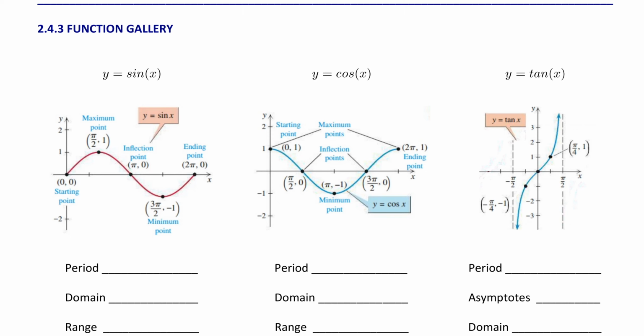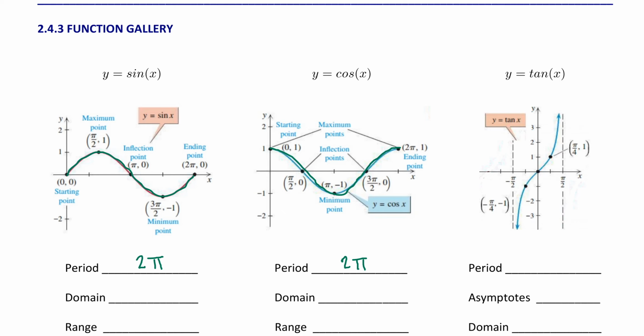Because both of these functions complete one fundamental cycle in a distance of 2 pi units on the x-axis, the period of each of these functions is 2 pi. Whereas sine of x takes a roller coaster shape in its fundamental cycle, cosine of x follows more of a bowl shape. Each of these graphs contain 5 key points.